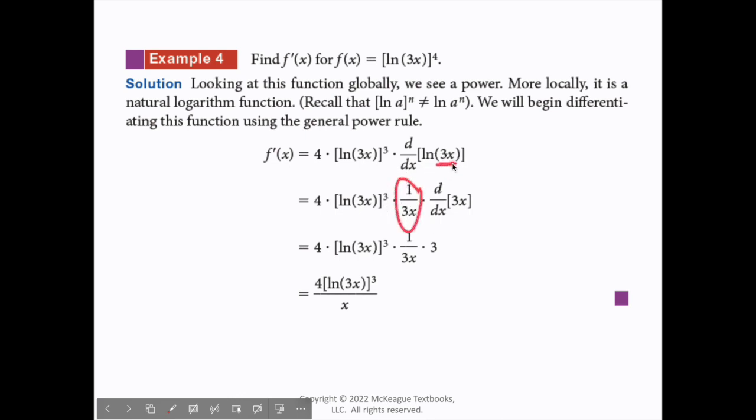This goes in the denominator. And then I have to multiply by the derivative of what's inside using the chain rule. So that would be the derivative of 3x. And then when we carry it down and we actually find the derivative of that, that would be 3. So this is our answer unsimplified. When we clean it up, these 3's can be crossed off. So I'm left with 4 times the natural log of 3x cubed over x, because these canceled out.